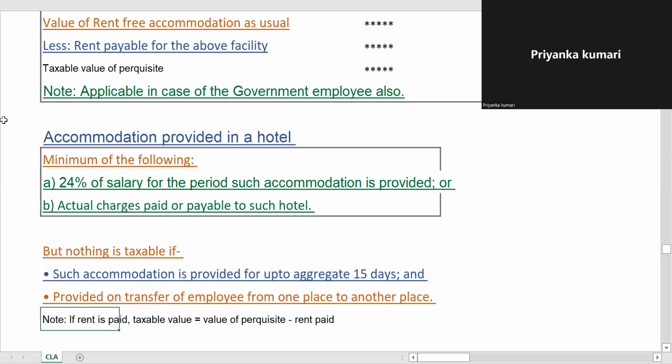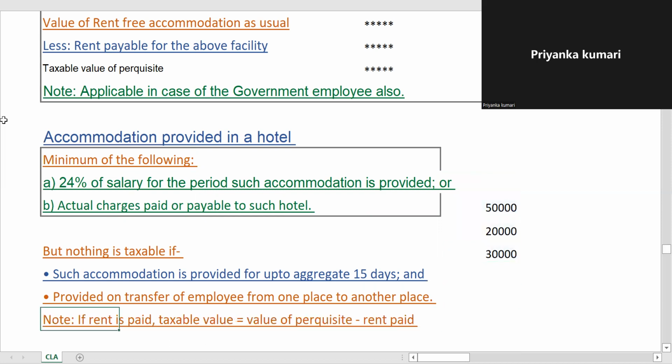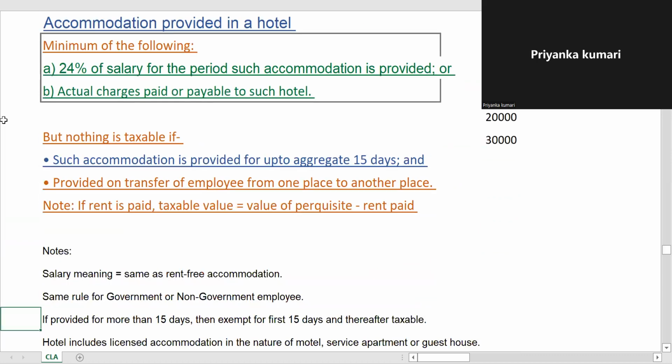Up to 15 days is exempt, right? And say I'm getting the value as 50,000. Okay. And so this I've computed through this and I've got 50,000. And if the employee is paying 20,000, that you have to deduct again, right? And you will get final value of perquisite as this. Okay. That's what we are saying here. Rent is paid, then taxable value is value of perquisite minus rent paid. Fine.